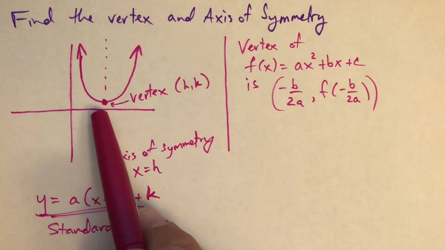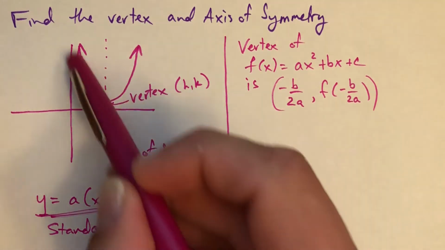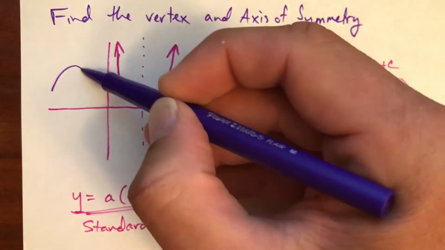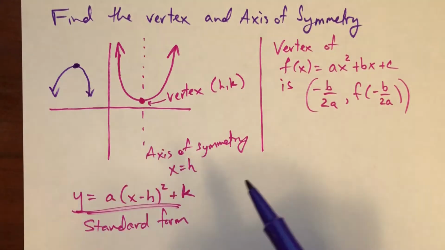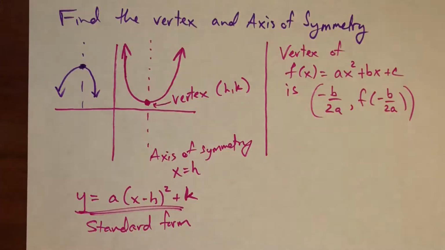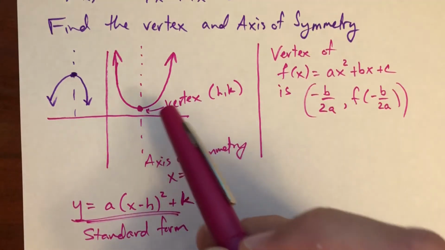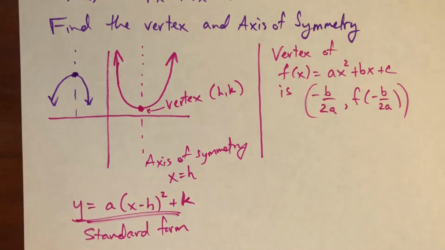It's the point that is the minimum or maximum value that this function is going to take on. With this one, it opens up, so that means this vertex is representing a minimum value, because that's the lowest value that the function takes on. If it were the other way around, then you'd have your U-shaped thing going that way, and now this one would be a maximum, and we still have that axis of symmetry running down the middle. So anyway, if it opens up, our vertex is a minimum. If it opens down, our vertex is a maximum.